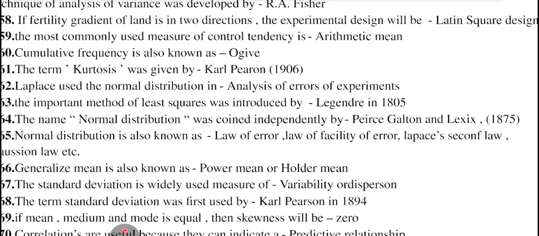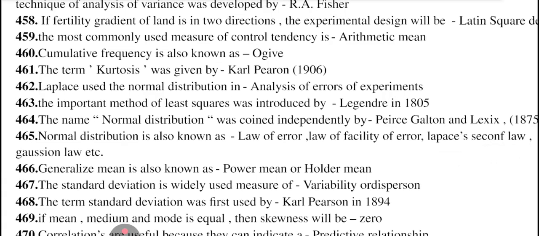The term kurtosis was given by Pearson in 1906. Laplace used the normal distribution in analysis of errors of experiments. The important method of least square was given by Legendre in 1805. Normal distribution was coined independently by Galton and Lexis in 1875. Normal distribution is also known as law of error, law of facility of error, Laplace's second law, or Gaussian law.